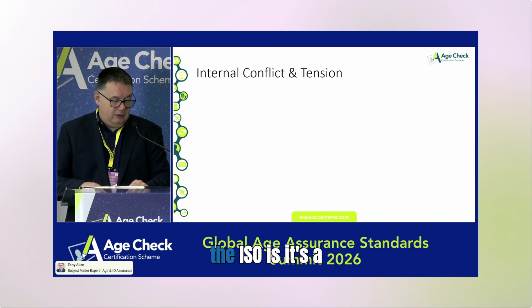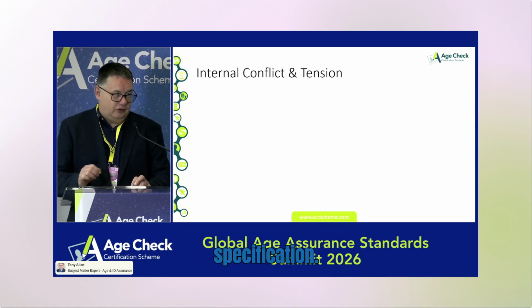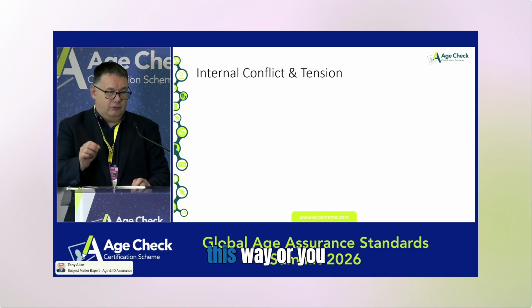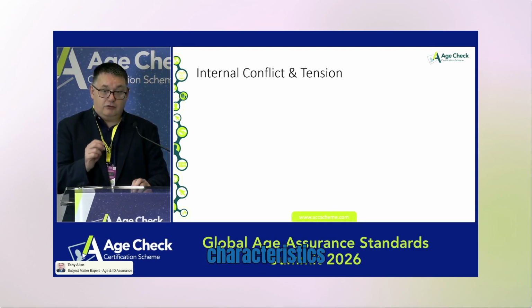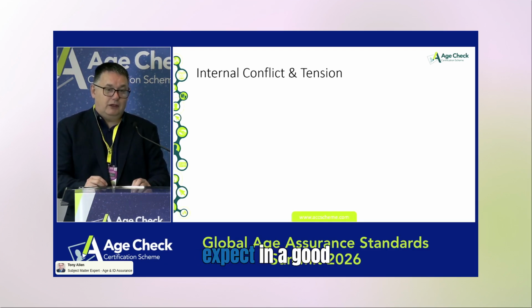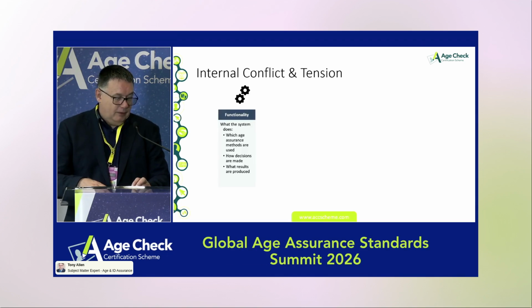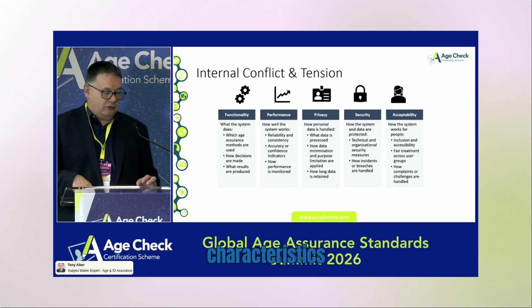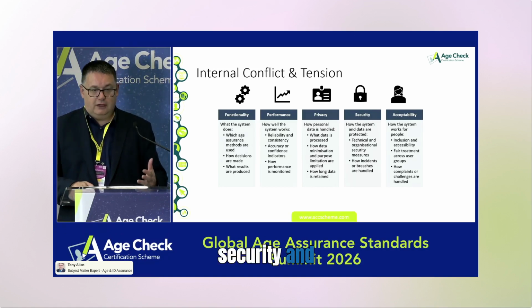The thing about the ISO is it's a framework, not a specification. It doesn't say you have to do it this way or you have to do it that way. It sets out the core characteristics of what you would expect in a good international age assurance system. So those 5 core characteristics, I'll put all 5 of them up. Those 5 core characteristics are functionality, performance, privacy, security, and acceptability.